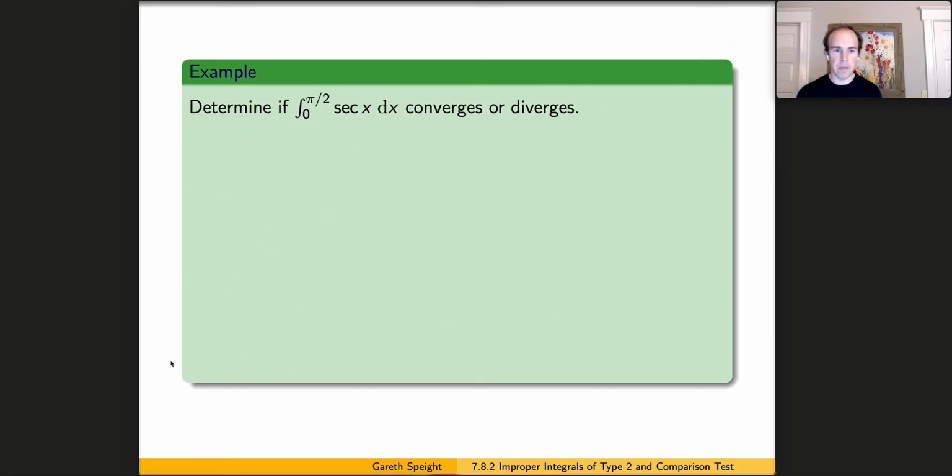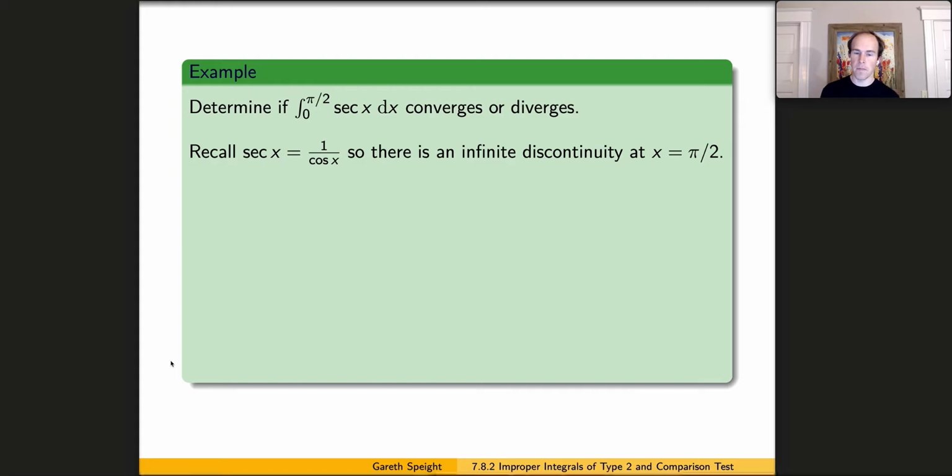Okay, here's another example, maybe slightly more complicated. Determine whether the integral from 0 to pi over 2 of secant x converges or diverges. The steps are going to be the same. Firstly, we have to see how this is an improper integral. Keep in mind that secant is equal to 1 over cosine. So this could go to infinity when the bottom is 0. So when cosine x is 0, that does happen somewhere in our interval. That happens at x equals pi over 2.